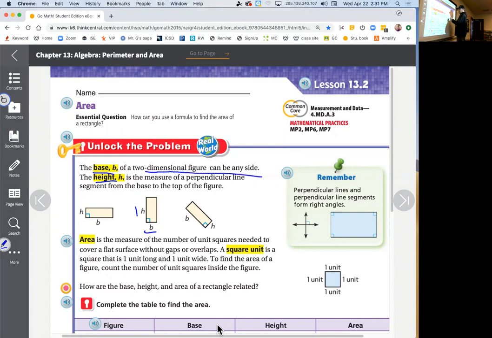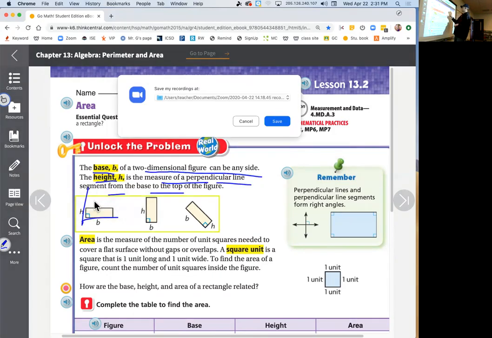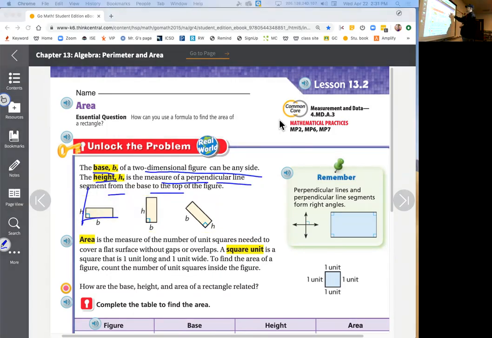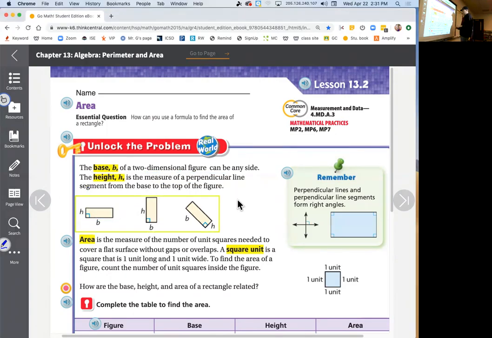Base can be any side. Height is a measure of a perpendicular line segment from the base. So it could be any line as the base, then height goes perpendicular up. Remember, perpendicular is 90 degrees. Okay? We want to save that. Okay, here we go.